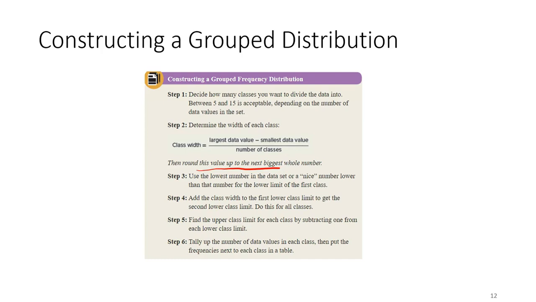Always round up, regardless of what the number is. So if it's 2.1, round up to 3. We're then going to use the lowest number in your data, or a nice lower number that's close to it, as our first lower limit of the first class. We're then going to take the class width that we calculated, add it to the lower limit, and we'll be able to do that repeatedly to get the lower limit for all of our classes. We get the upper class limit by then just subtracting 1 from each lower class limit that comes after it, and then we just count the number of data values that fall into those particular groups or those particular classes.